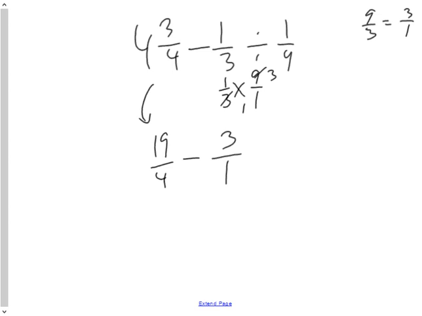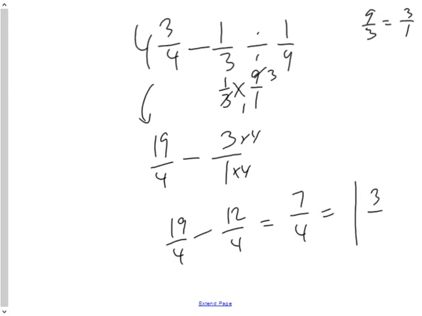So if you got it down to here, 19/4 take away 3 over 1, that's fine. Just find your common denominator, which would be 4, so 12/4. 19/4 take away 12/4 is 7/4, which is still 1 3/4. So even if you didn't recognize that 4 3/4 take away 3 is really easy, you could still do your common denominator, still do your equivalent fractions, and still get the same answer.